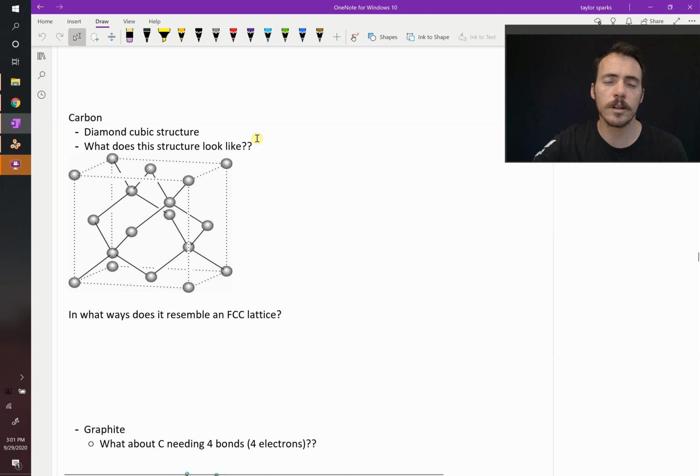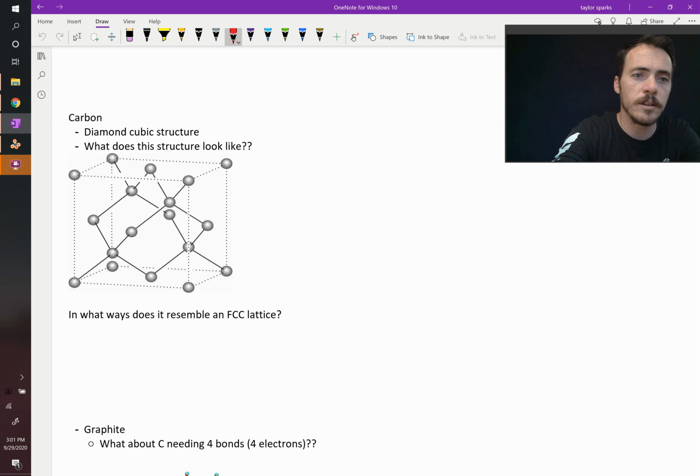So the structures that you might be familiar with are diamond and graphite, right? Those are the two common ones for carbon. Let's start with diamond. What does the structure look like? Well, here's the structure. You've seen it before, right? You've seen something similar to it before. What does this look like? Hopefully you've realized that this looks a lot like zinc blende. What was the only difference?